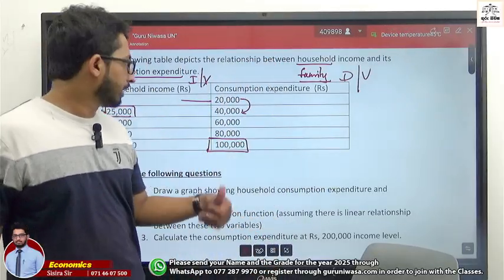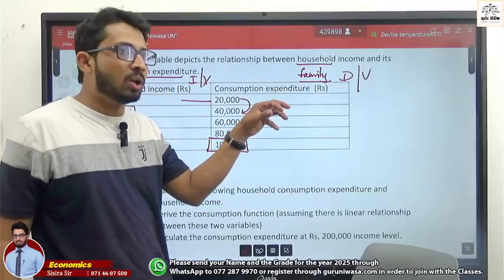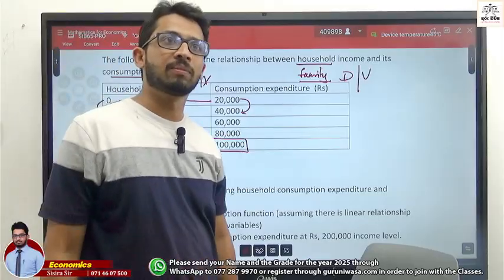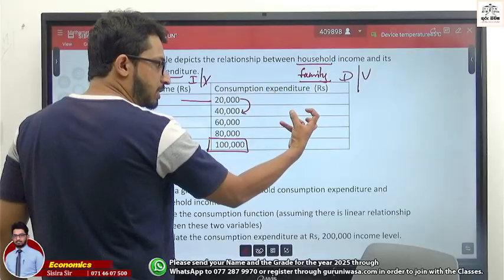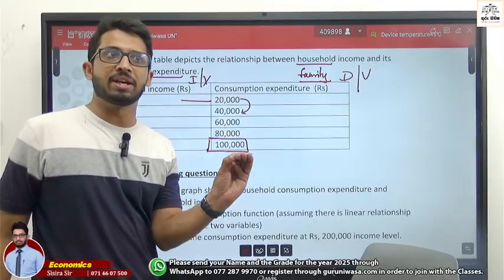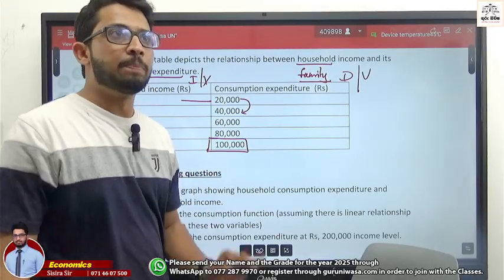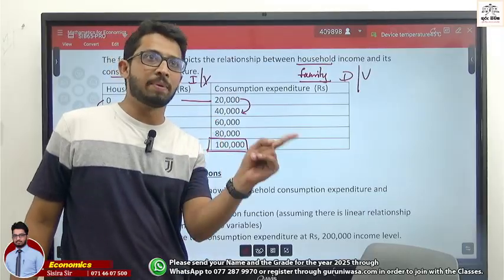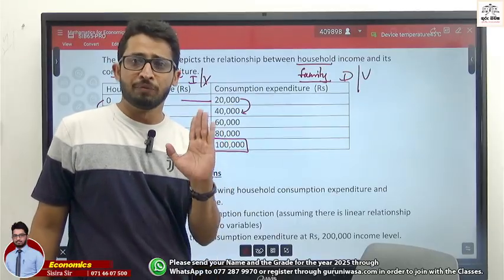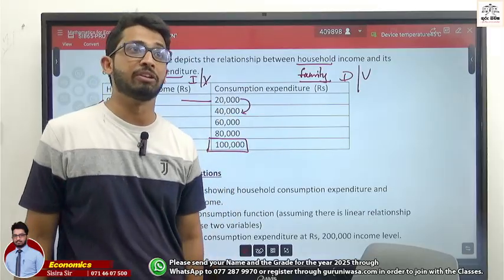If you want, write it down. This is the independent variable, this is the dependent variable. That means the household's expenditure depends on household income. Right? Consumption expenditure depends on household income. So household income is the independent variable. Consumption expenditure is the dependent variable. The first step is to recognize the dependent and independent variables. Before drawing graphs, remember, the first step is to recognize the dependent and independent variable given.